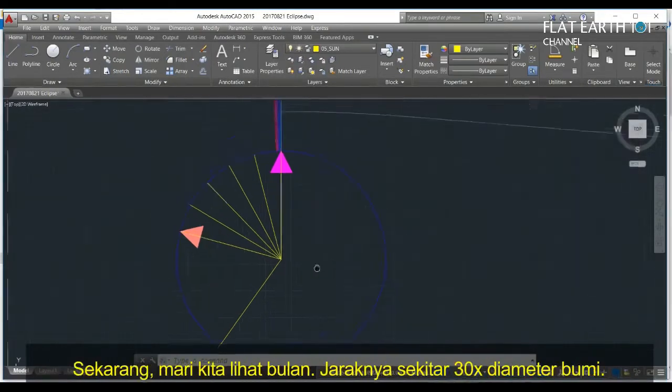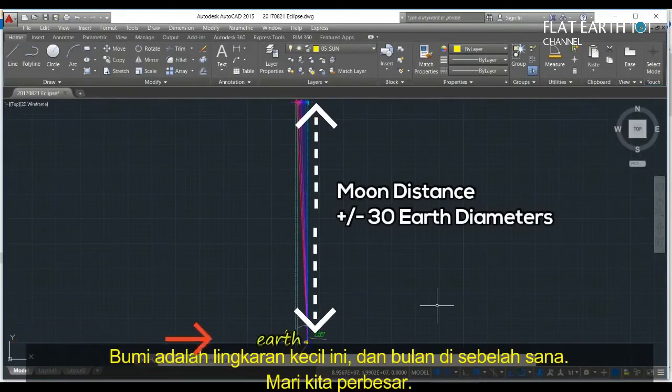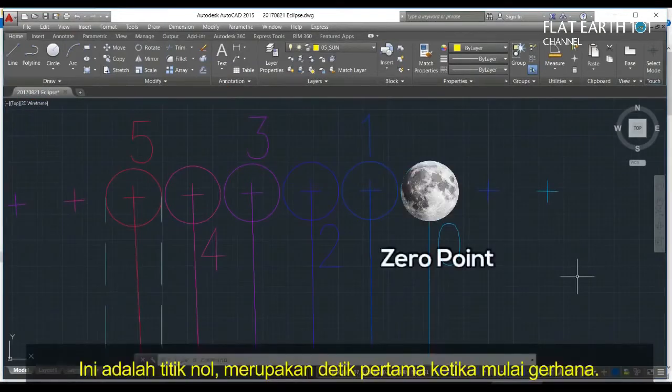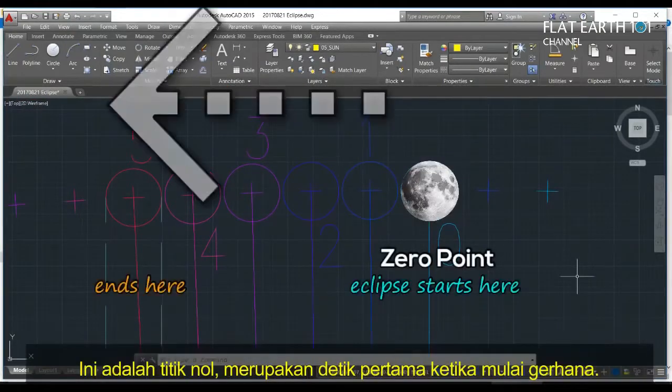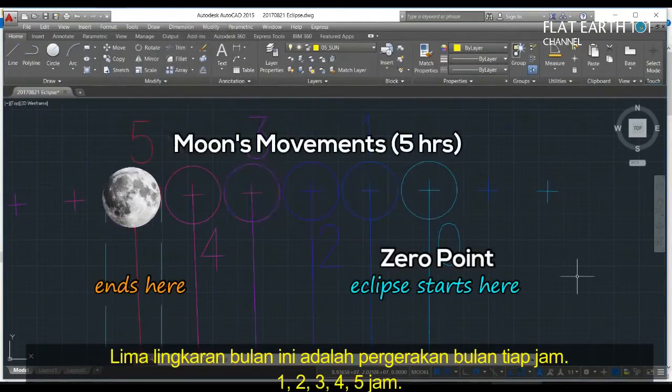Now let's go to the moon. It's 30 Earth diameters away. The Earth is a small circle over here and the moon is over there. Let's zoom in. This is the moon at 0 point when the first second of partial eclipse started. These 5 moons represent its movements every hour. 1, 2, 3, 4, 5 hours.